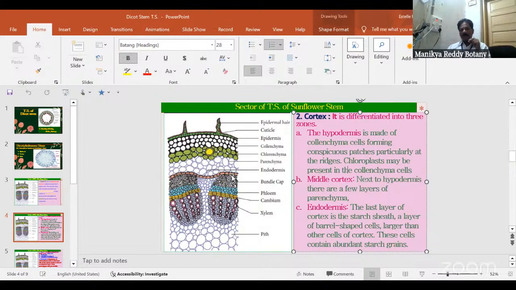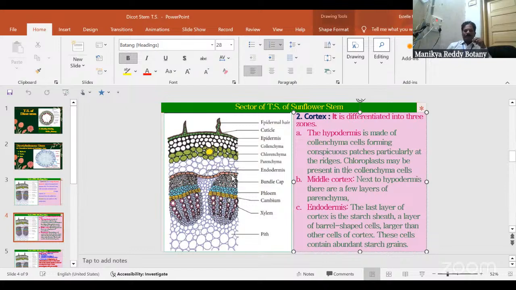Parenchyma is a living tissue. Sometimes in cucurbits, it may contain chloroplasts. That's why the young primary stems are green in color. In addition to providing mechanical support, it can also prepare food materials by the process called photosynthesis.